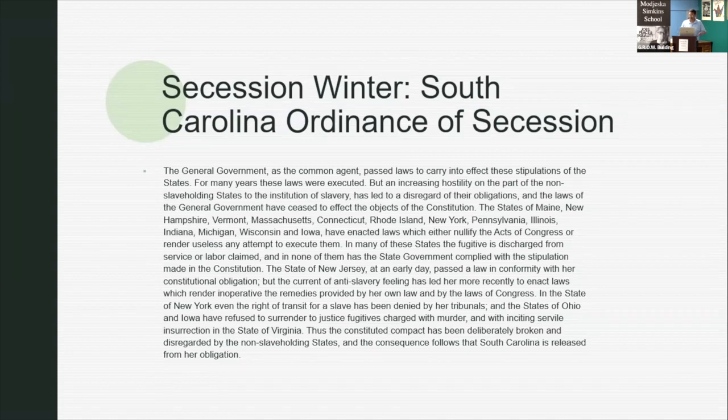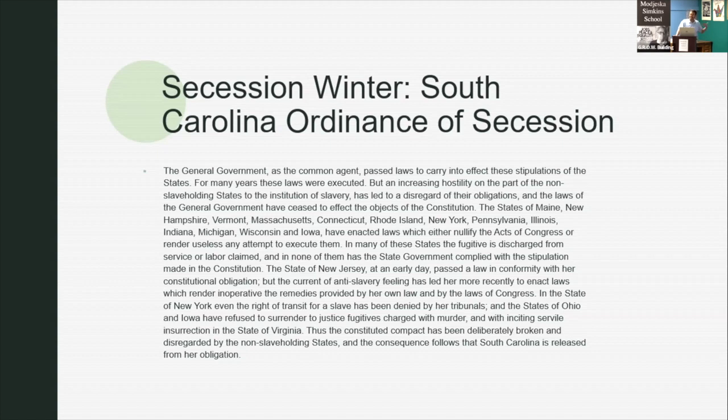So listen very carefully. The general government, federal government, asked as a common agent to pass laws to carry into effect these stipulations of the states. Again, the idea that the federal government had the authority to capture fugitive slaves and bring them back south. For many years, these laws were executed, but an increasing hostility on the part of the non-slaveholding states, the North, to the institution of slavery has led to a disregard of their obligations, and the laws of the general government have ceased to affect the objects of the Constitution.